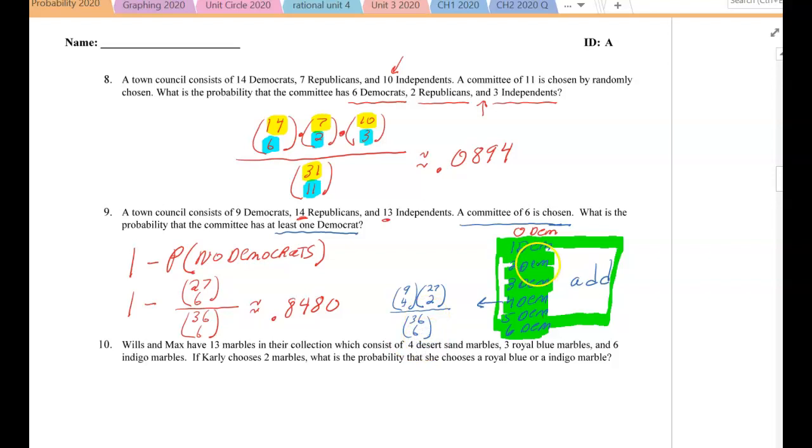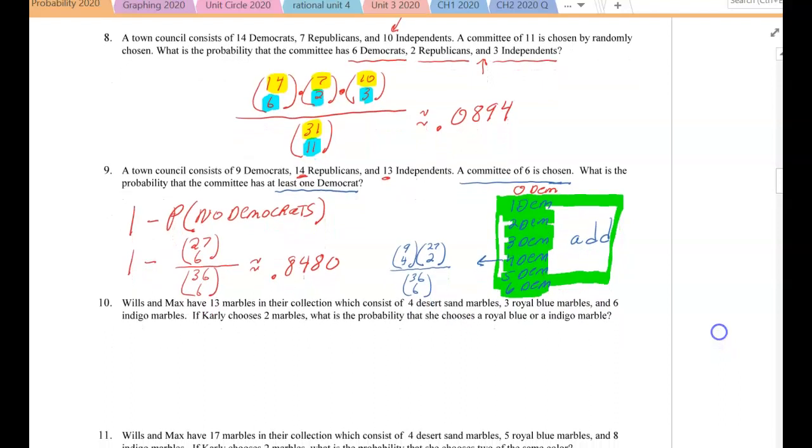So you would have to figure out all 6 answers, and I did one of them in blue, and then add them all up. So it would be my suggestion you try problem number 10, pause the screen, and then come back after you have the answer. I'm going to pause here for a second. If you look at problem number 10, Wills and Max have 13 marbles, and Carly wants to choose a royal blue or an indigo. Let's think about all the different possibilities if she's choosing 2 marbles.